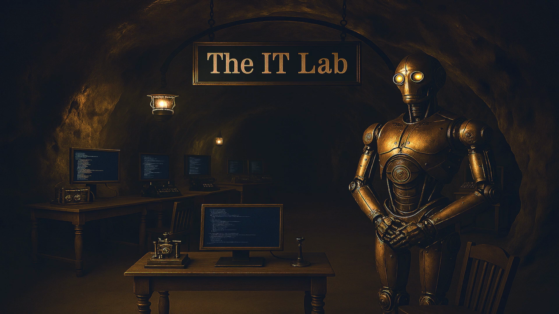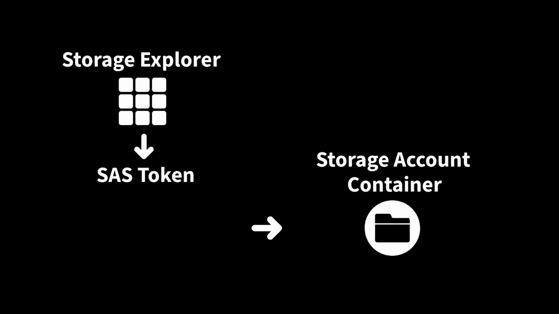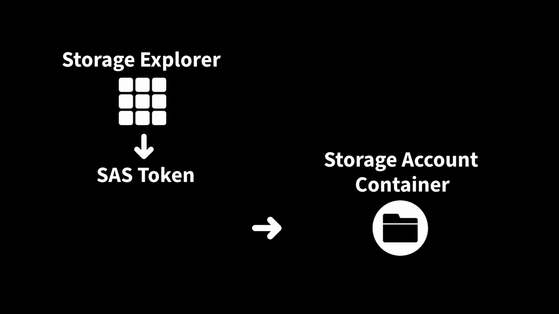Imagine checking into a hotel and being handed the master key to every room. That's risky. Instead, you get a key card. It only opens your room and only until checkout. That's exactly how a shared access signature works in Azure. In this lab, I'll show you how you can set up a storage account, generate a SAS token, and use Storage Explorer to move sensitive data securely. Alright, let's get started.